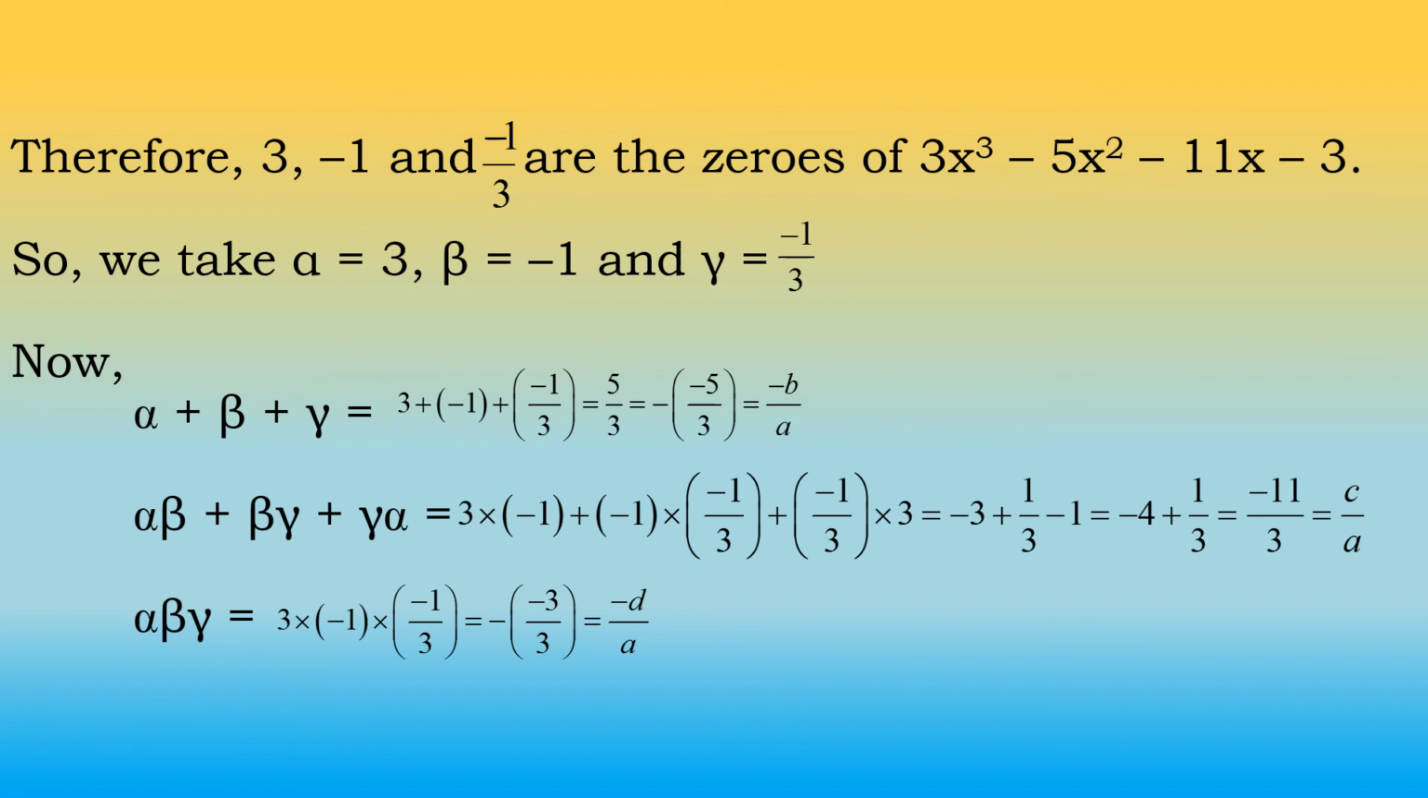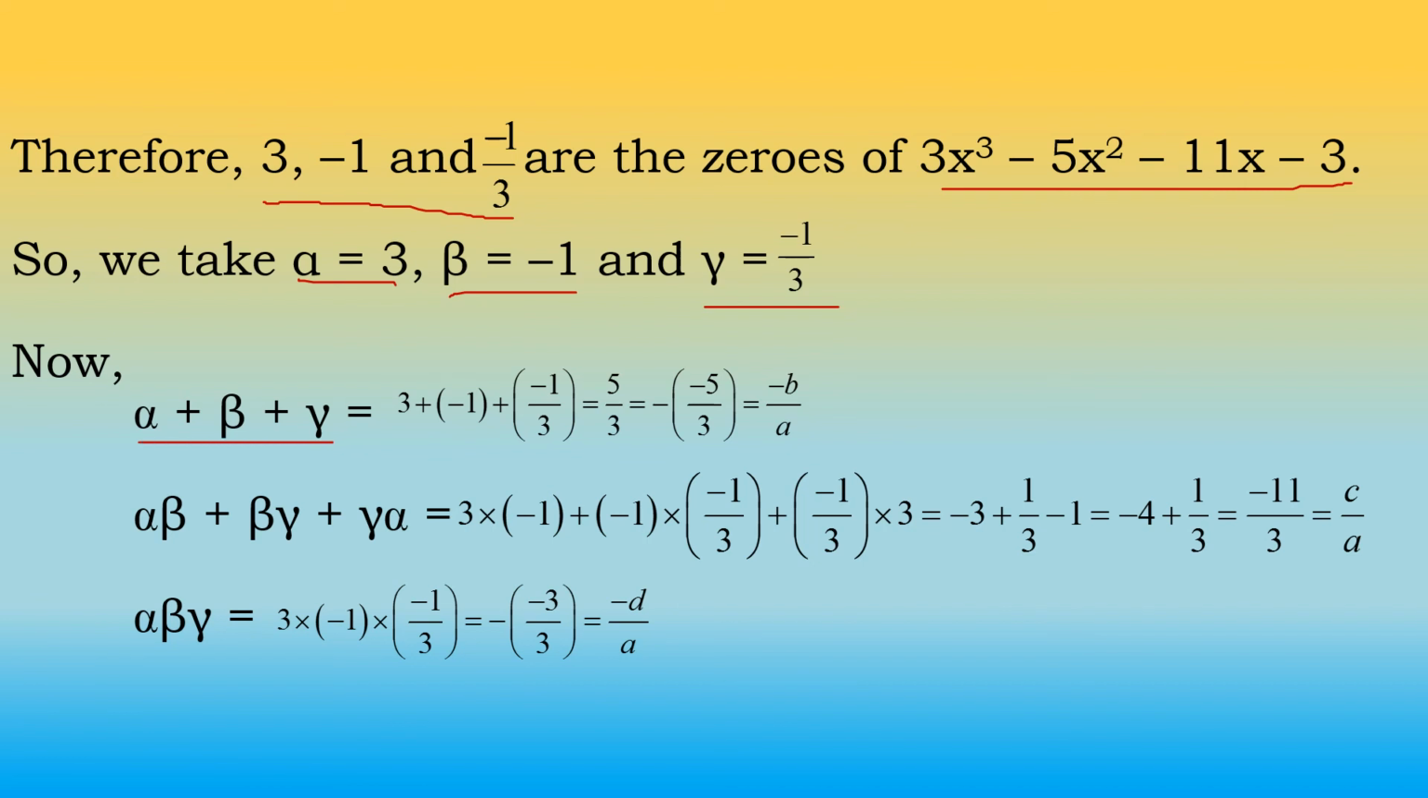Just now we proved that 3, minus 1 and minus 1 by 3 are the zeros of the given cubic polynomial. So we are considering alpha equal to 3, beta equal to minus 1 and gamma equal to minus 1 by 3. Now let us verify the relations. What are the relations we have?